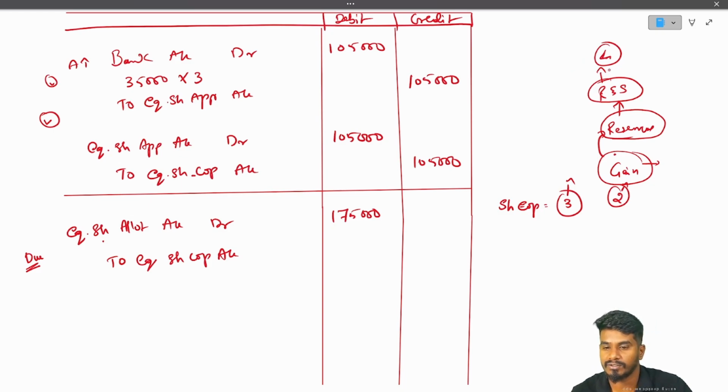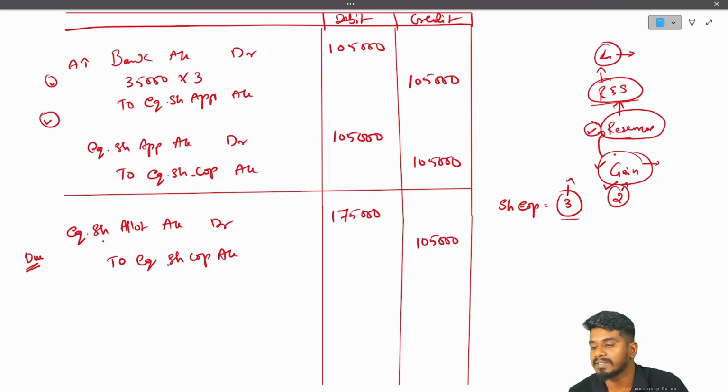So this much you understood. The additional 2 rupees is a gain, which will be shown in reserves and surplus, and reserves and surplus will show on the liability side. Right? Did you understand this? Yes. So now we need to transfer only 3 rupees to equity share capital account. That is 1,05,000 we need to transfer to share capital account.